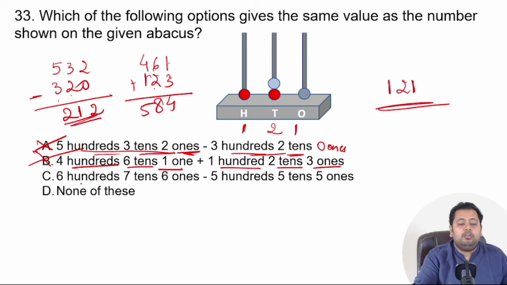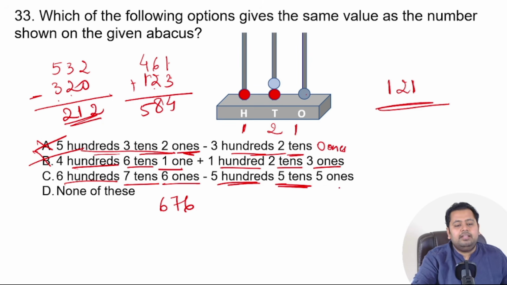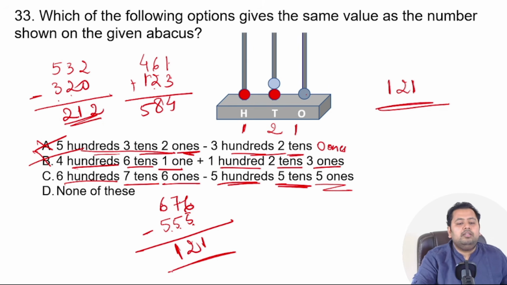Now let's go to option number C. 6 hundreds, 7 tens, and 6 ones, which is nothing but 676, minus 5 hundreds, 5 tens, and 5 ones. So this is 555. If I subtract this one, 6 minus 5 is 1, 7 minus 5 is 2, and 6 minus 5 is 1, right? So this is 121. So option C is your correct answer.